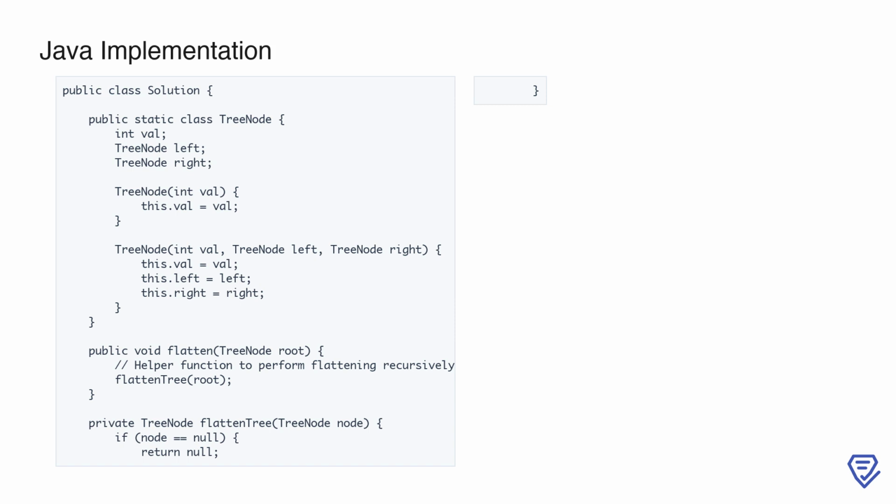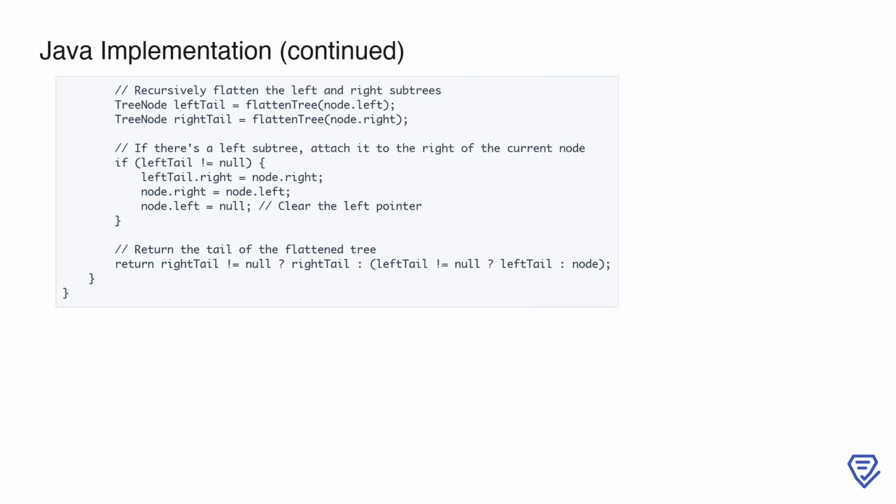Next, we move on to the flatten method, which takes the root of the binary tree as input. This method serves as the entry point to our solution and calls a helper function, flattenTree, to perform the actual flattening process recursively. The flattenTree method starts by checking if the current node is null. If it is, we simply return null since there's nothing to process for an empty subtree. The method then proceeds to recursively flatten the left and right subtrees by calling itself on the left and right children of the current node.